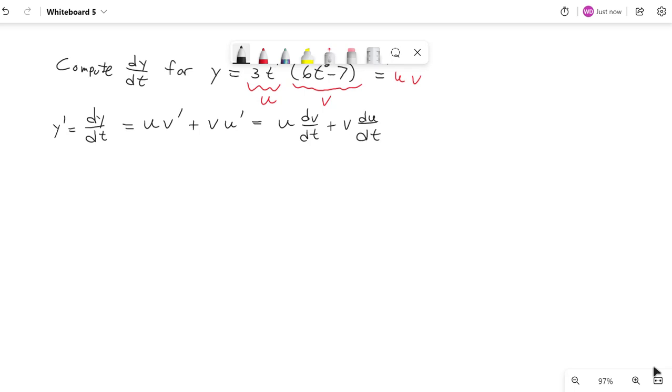These become now two subproblems. I have to find out how to go about finding this derivative and this derivative. So let's now start a side problem. Let's find out what u is. So u, if you recall, was the function 3t to the fourth. You can see it right there.